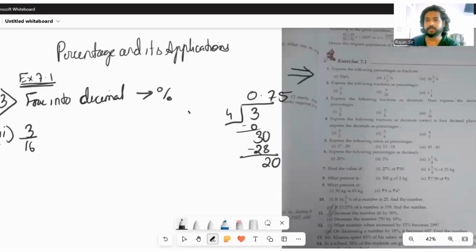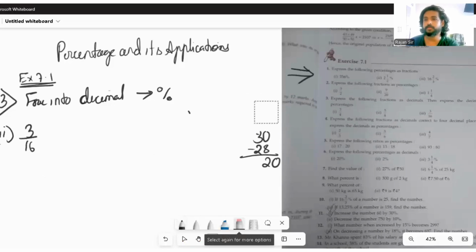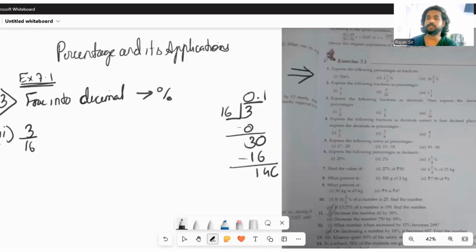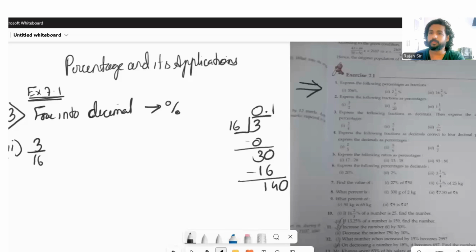So again, we have 3 by 16. Take 3, take the 16. So we got 0. Okay, we have 3. Take a point, take a 0. Now we know 16 ones are 16. We have 14 here. Take a 0 here. And then we have 16 9s is 144. That means you have to multiply 16 by 8, 128. So we got 128. So we got 2. We have 1. And then finally we have 0.